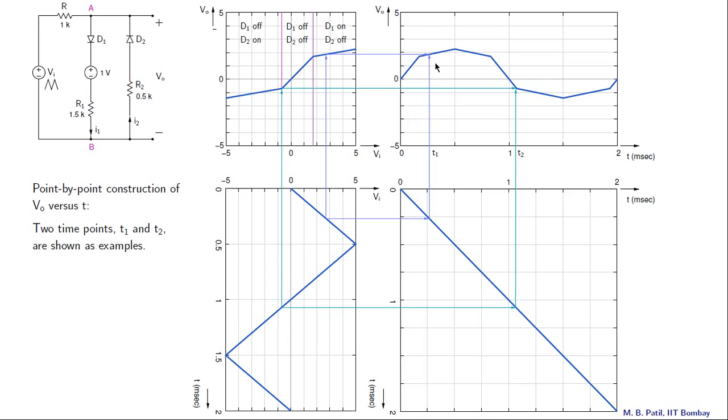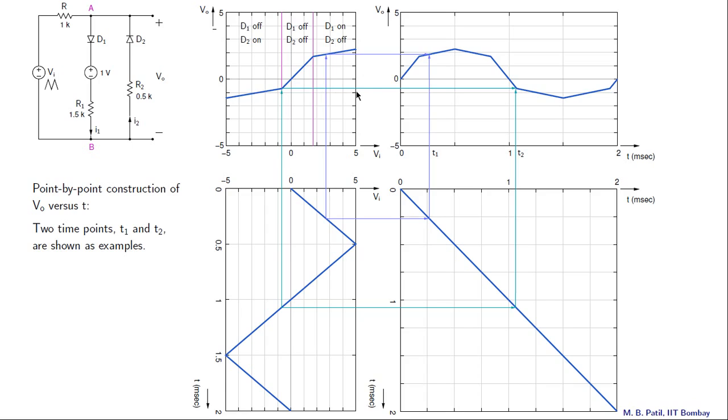This process can be repeated for other points in the Vi of t graph. For example, let us consider this point here, call it t2 Vi2. This horizontal line as well as this vertical line represent t equal to t2. This vertical line represents Vi equal to Vi2, and this horizontal line represents Vo equal to Vo2, where Vo2 is the output voltage corresponding to Vi2.